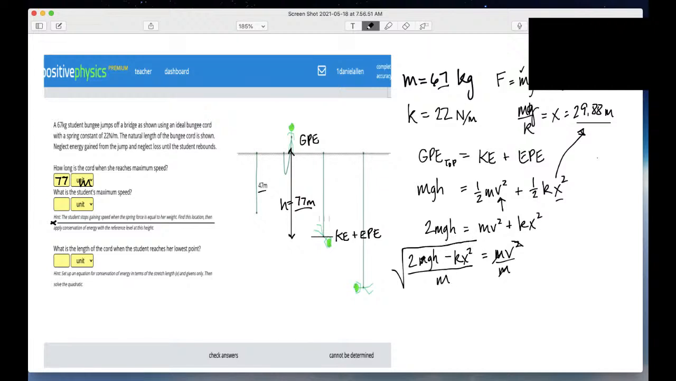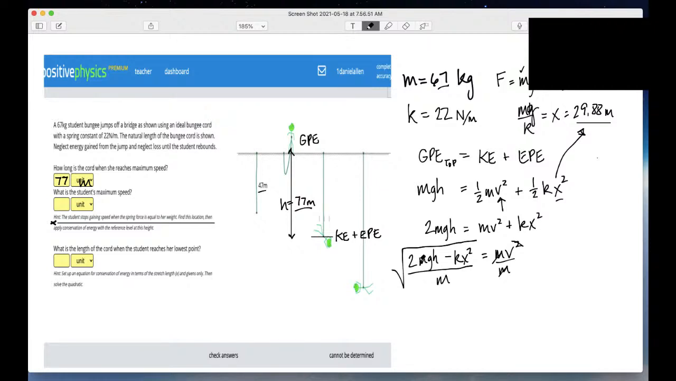So I'm going to plug in numbers. 2 times 67 times 9.81 times 77. So we get that number, 2mgh, minus, and k is 22 times x squared. X is 29.88, 29.88 squared.